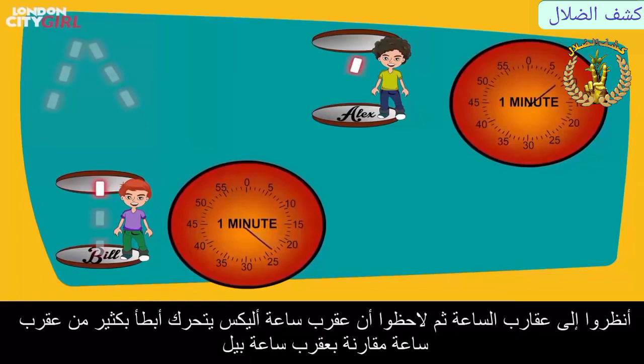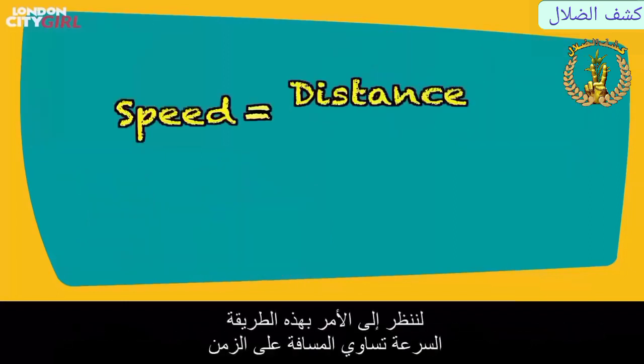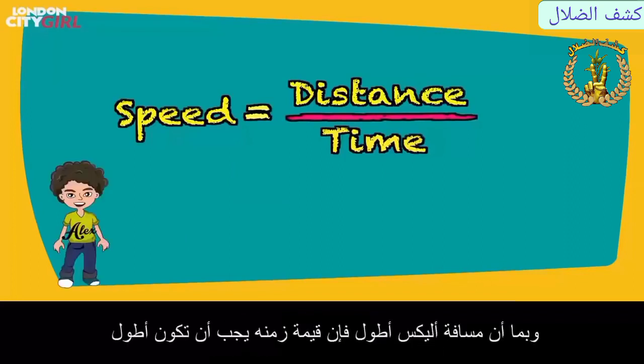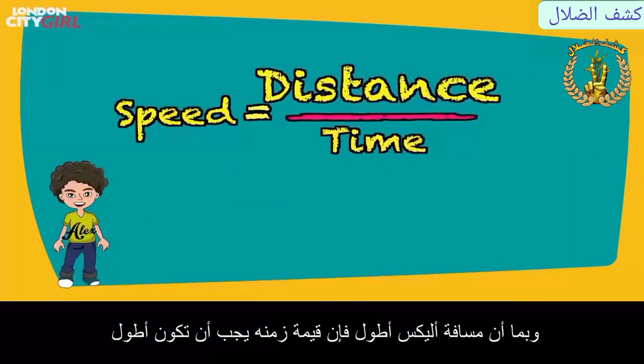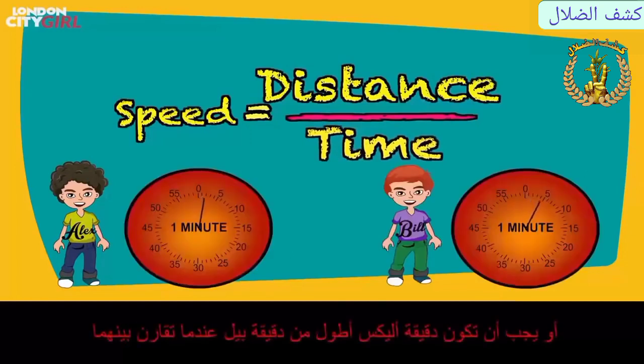Look at the clock hand. Notice how Alex's clock hand is moving much more slowly compared to Bill's. Time for Alex has slowed, which allows his light beam to travel a greater distance. Look at it this way. Speed equals distance divided by time. As Alex's distance is more, the value of his time must be more. Or rather, Alex's 1 minute actually turns out to be longer than Bill's 1 minute when you compare the two.